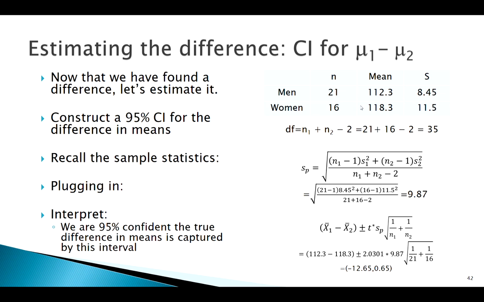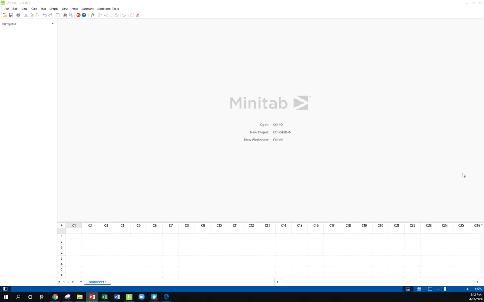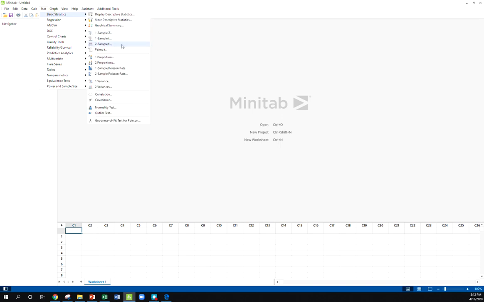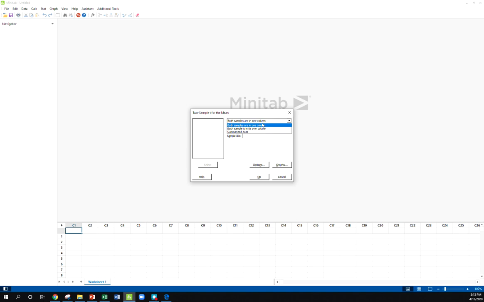One more point to make here on doing this in Minitab. I don't have the data here in Minitab, but if we go to Stat, Basic Statistics, Two Sample T, instead of saying both samples are in a column, we don't have the data. We just have summarized data in this question. Let's make sure we know sample one is men. Sample size 21, mean 112.3, standard deviation 8.45. Notice Minitab does ask for standard deviation, not variance. Sample two is women: 16, sample mean 118.3, and sample standard deviation 11.5.